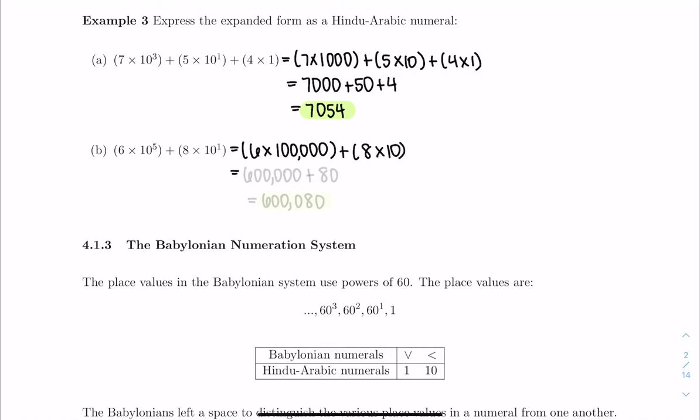Well, 6 times 100,000 is going to give me 600,000. And 8 times 10 is 80. And so we end up with 600,080.